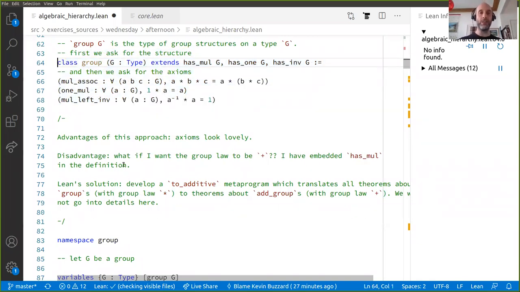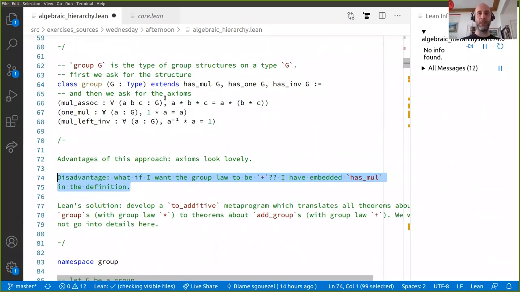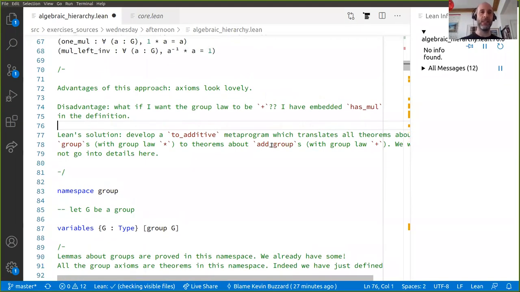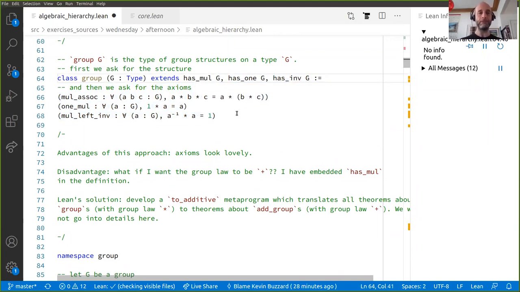And a disadvantage of doing it this way is that we're now stuck with the group law being multiplication. However, the computer scientists have come up with a solution to that. If we want the group law to be addition, they've written some meta code which enables every theorem you prove about groups, the meta program will translate it into a theorem about groups with group law addition. So I don't really need to go into that, but that's the disadvantage of this approach. But we've been using this for years, and it's worked fine so far.